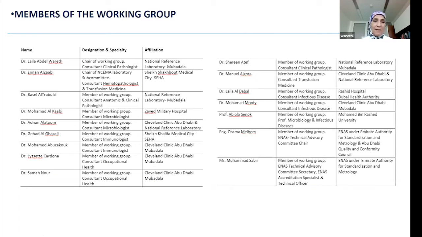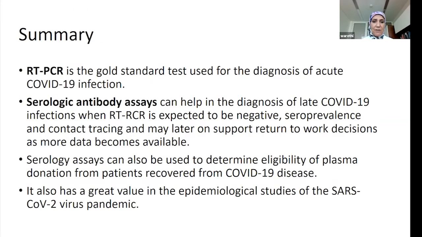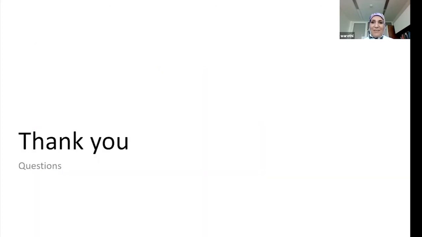In closing, again, the RT-PCR is the gold standard used for the diagnosis of acute infection. I hope I gave you a flavor of the various pitfalls, how we interpret them, and what the result interpretation actually means. The biological antibody assays can help in the detection of late COVID-19 infection when the RT-PCR is expected to be negative, in seroprevalence studies and in contact tracing, and have some role to play in public health. They can certainly determine eligibility for plasma donation for patients who recovered from COVID-19 disease. It is of great value in the epidemiological studies of the COVID pandemic. So with that, I'd like to close, and I thank you very much for your attention.